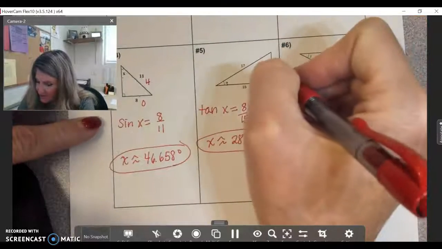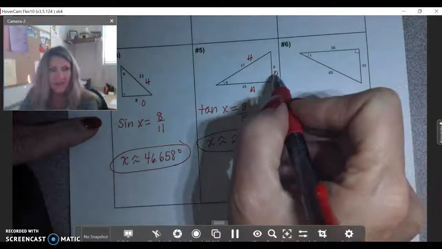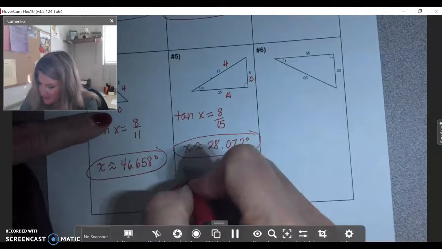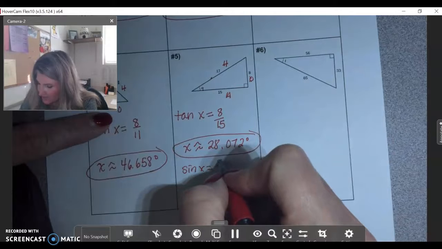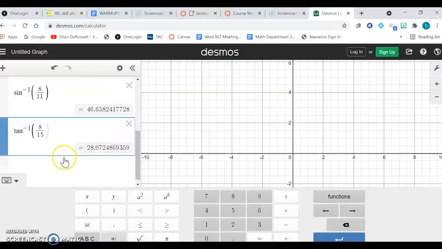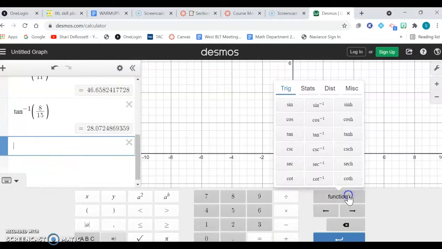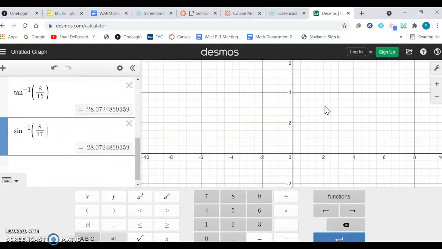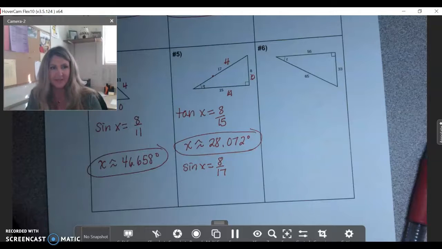Now, you might be thinking, well, what if I did it a different way? Well, let's say you decided to do opposite and hypotenuse, okay? Opposite and hypotenuse, that uses sine. So I would set it up sine x equals opposite over hypotenuse. Now you wouldn't have to do it both of these ways. I just want to show you how we'll get the same answer. So if I come down here and go to functions and go to inverse sine and do 8 divided by 17, see how I get exactly the same answer, 28.072? That's what makes trig so powerful, because we get the same answer no matter which trig function we use, as long as we're consistent.